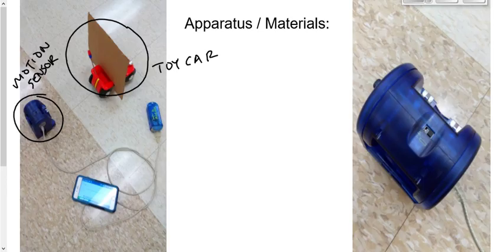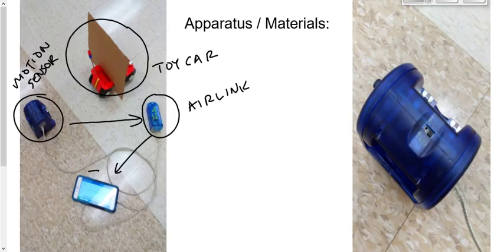Now that motion sensor collects the position-time data of the movement of the toy car, and it transmits it by a wire to a device that we call an AirLink apparatus. That AirLink transmits that data from the motion sensor wirelessly via Bluetooth to your phone. Now once that data is on your phone, you're going to export that data to your Google Drive and then take it from your Google Drive, import it into Google Sheets, plot a graph with it, and find the velocity of this toy car.